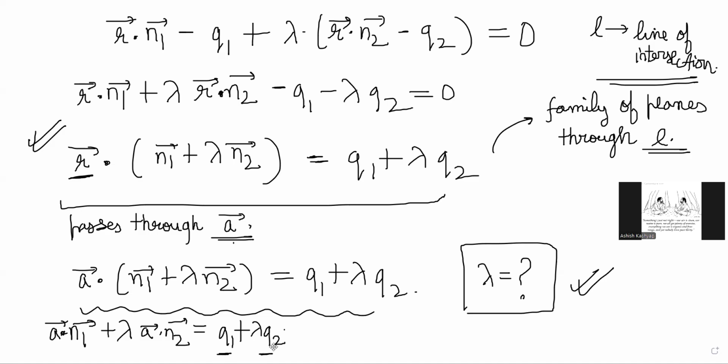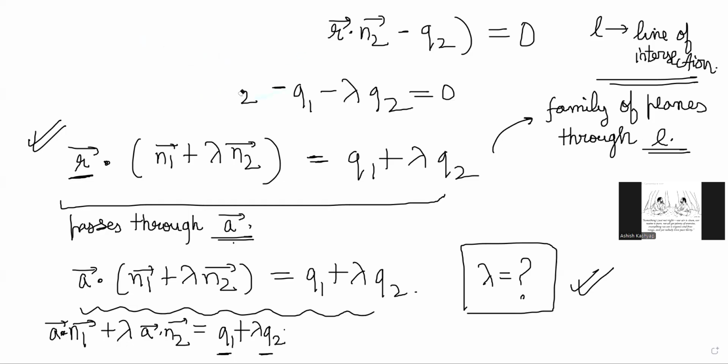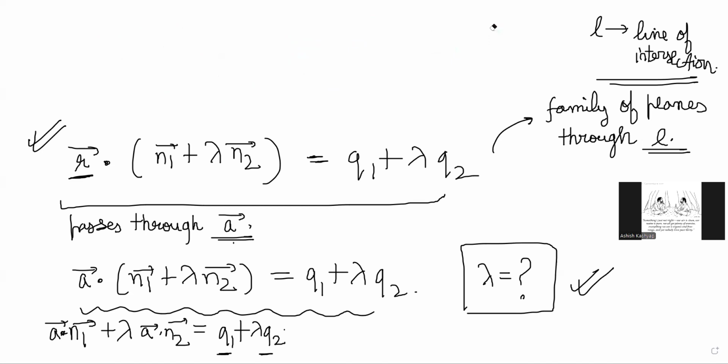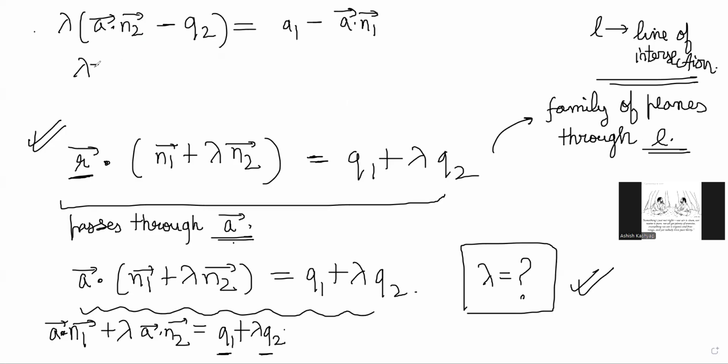Notice that here q1 and q2 were scalars, right? So we can solve it easily, no issues. Here we'll just collect lambda on one side and solve for it. So we will get basically this. Lambda a dot n2 is a scalar, so no issues. Minus q2 is equal to q1 minus a dot n1, right? So lambda is equal to q1 minus a dot n1 divided by a dot n2 minus q2.